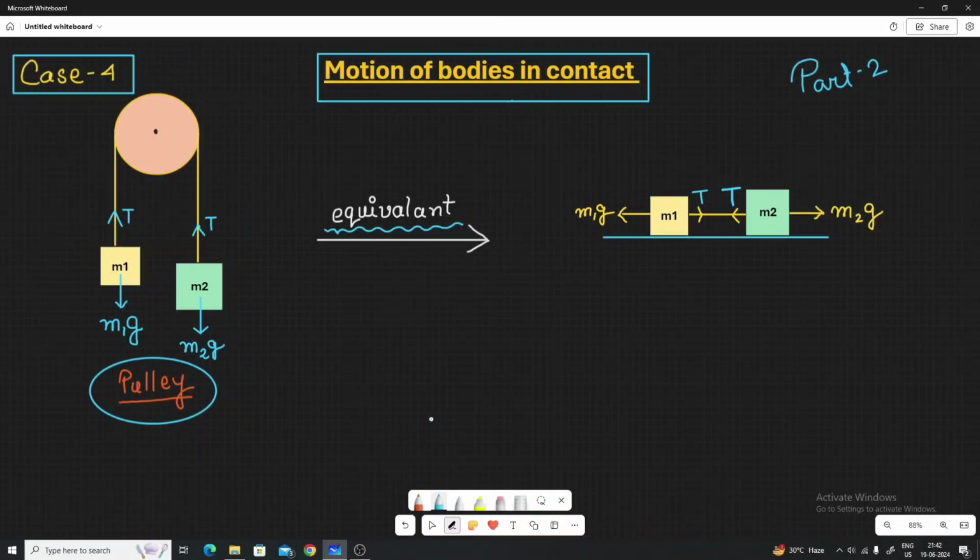In this case, we are going to discuss about pulley. In part 1, we have discussed about 3 cases. In this video, this is the case 4. And you can see from the figure, now this is the figure.